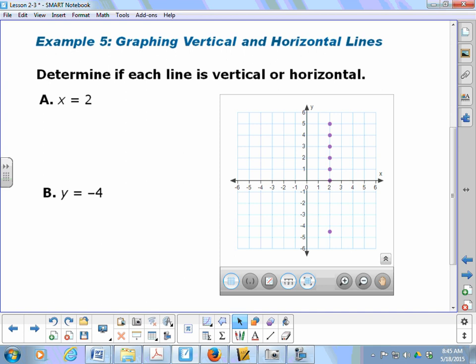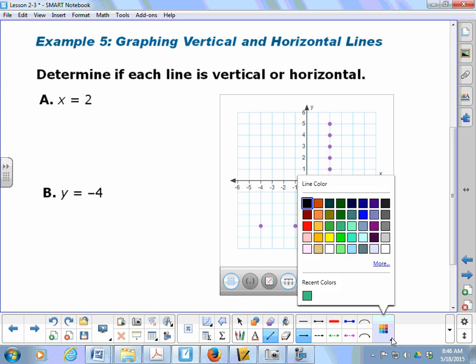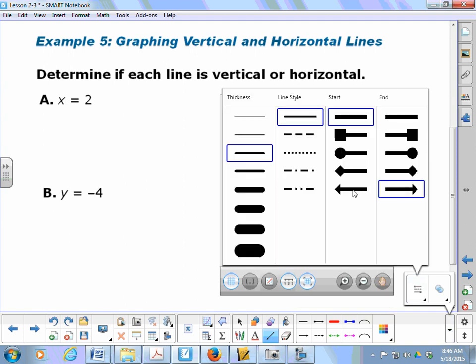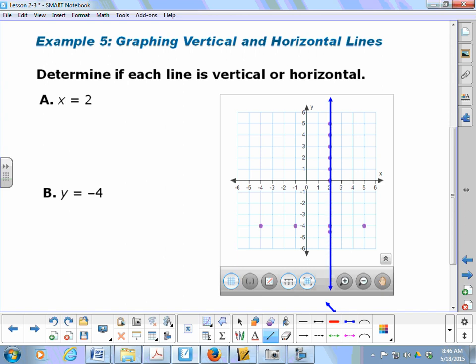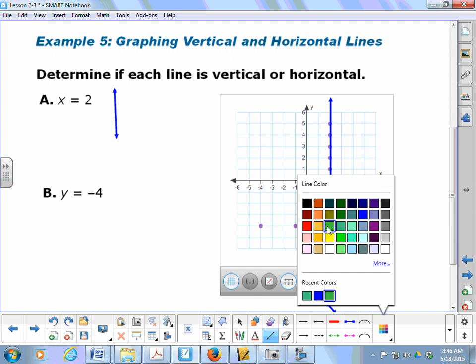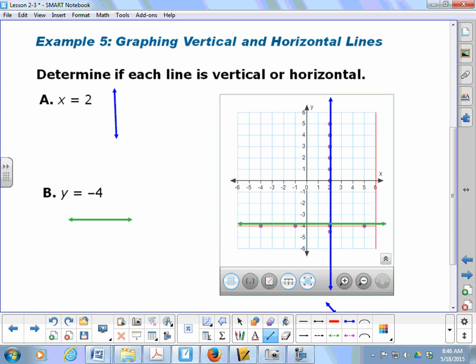It says y equals -4. So it's -4 here, and it's -4 there, and it's -4 here, and -4 over here. So those make a horizontal line. So we've got x equals 2 is vertical. y equals -4 is horizontal. A lot of people want to think when they see x, they want to draw a horizontal line. When they see y, they want to do a vertical line. But it's just the opposite of that.